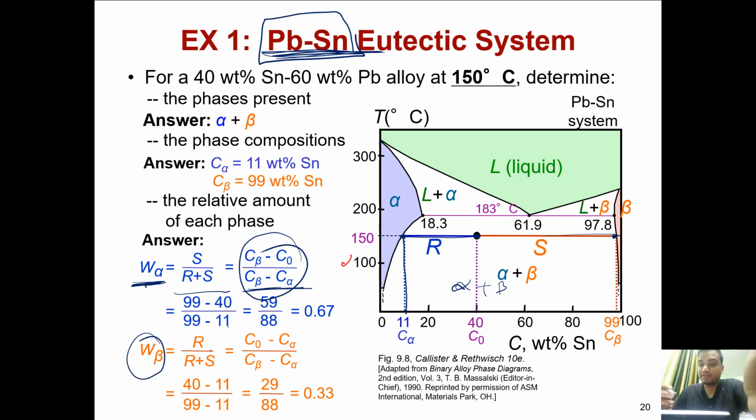Similarly, W beta, the weight fraction of beta, is on the right side because we have written alpha plus beta. Always you write alpha first because alpha is on the left hand side, and beta on the right hand side, so we write alpha plus beta, because if you write beta plus alpha, then it will be confusing. Okay, so for beta on the right hand side, we take the left hand side arm R divided by the total. Okay, so we have got this. It is very easy to calculate once you understand.